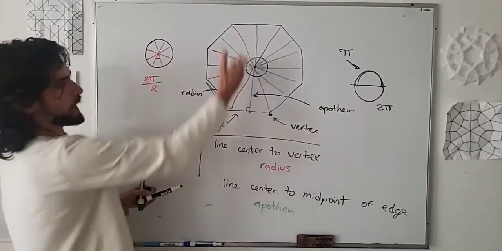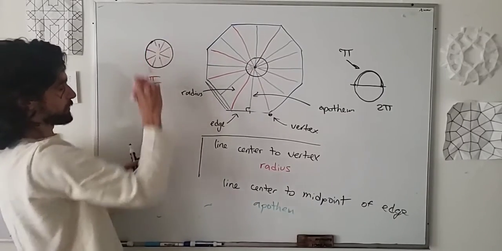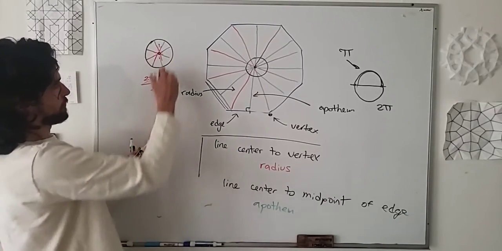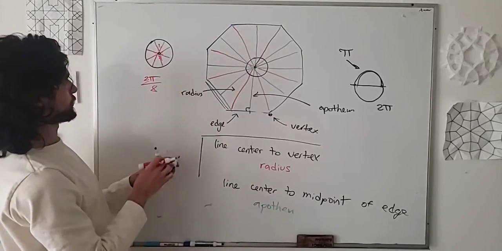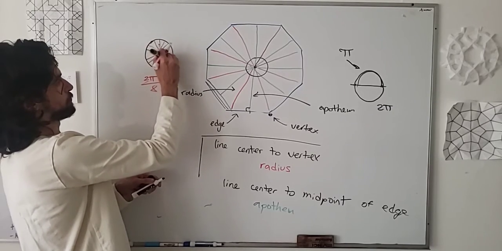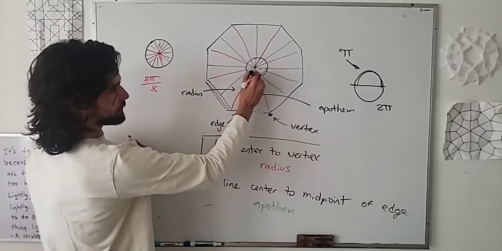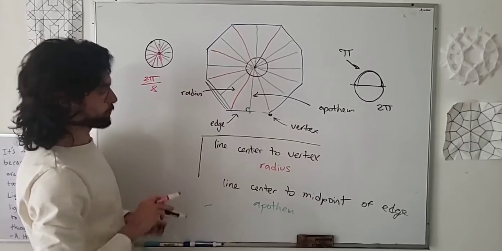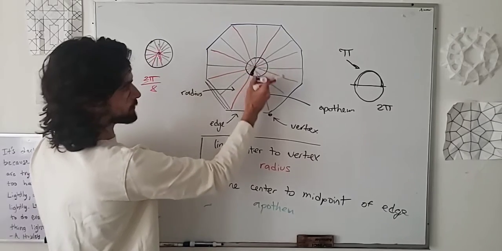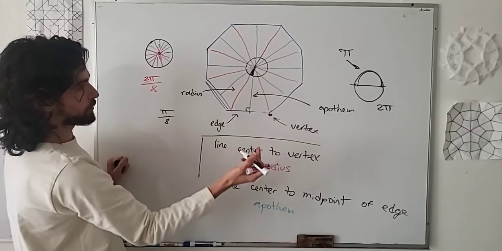So if we include the apothem line, those green lines go right in the middle of it. We shouldn't use black for this. Sorry, the green lines go right between them. And so we are dividing now in half. So this angle right there would be pi over 8.